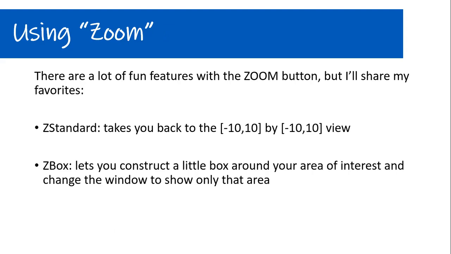First, Z standard. So let's say you messed around with your windows on another function and now you're doing another homework problem and everything's all wacky again. You could go into window and fix it for sure. But if you just go into zoom and select Z standard, it's going to put it back to that -10 to 10. I also like Z box because it lets you construct a little box around your area of interest and you can change the window to show only that area if you need to. I'll show that to you as well.